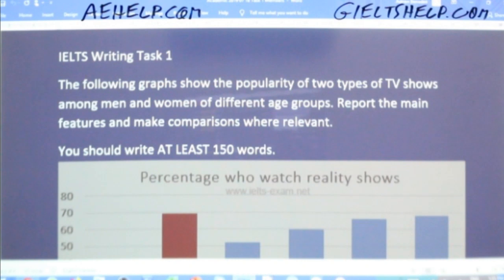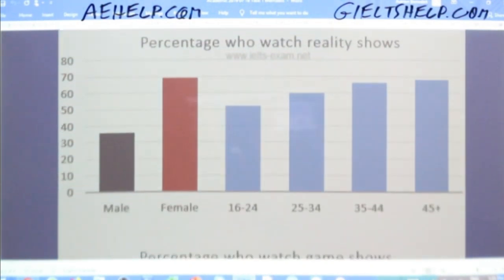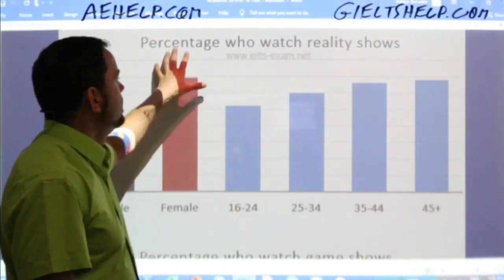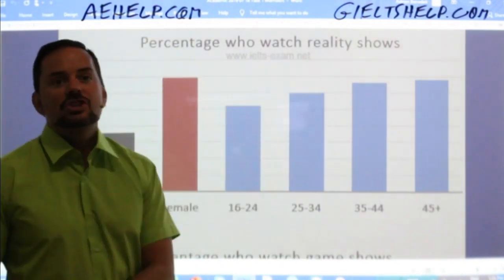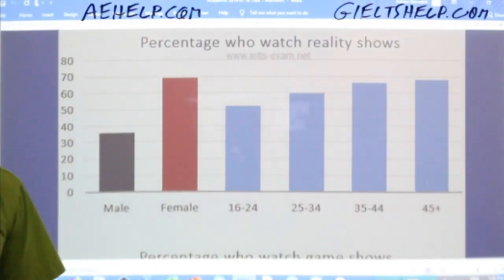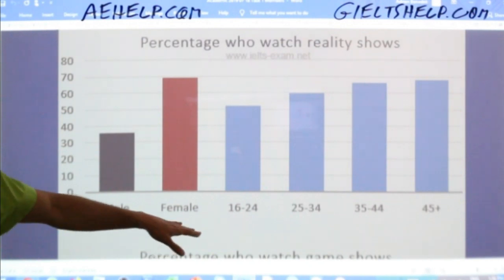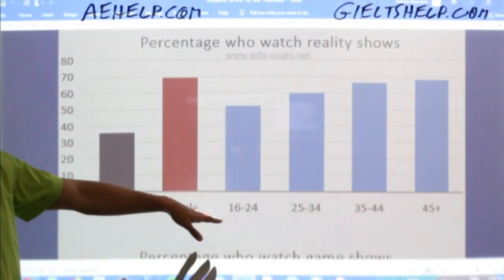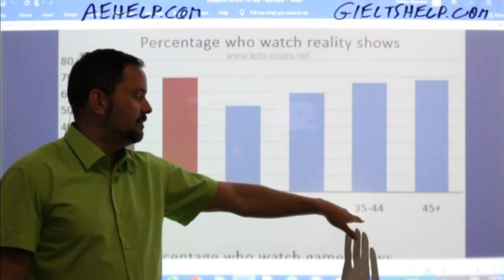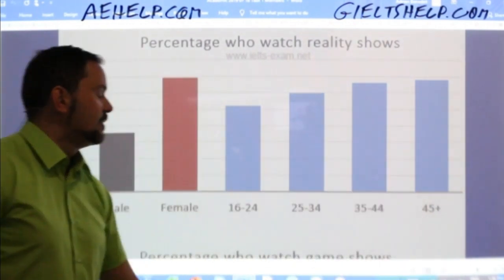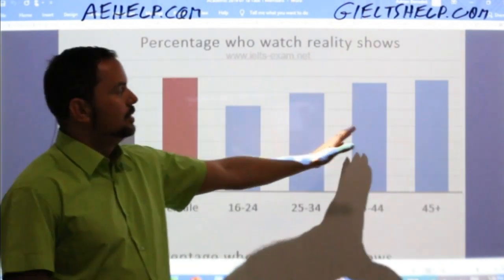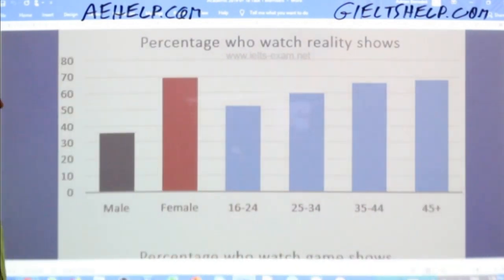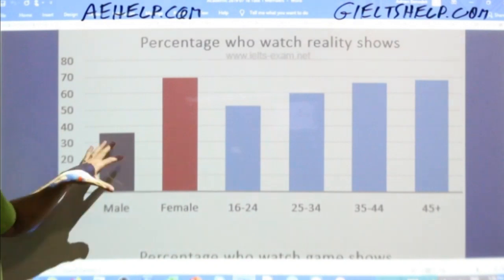So here we go, students. Hopefully this is fairly clear for you. We're borrowing this question from IELTSexam.net. Percentage of people who watch reality TV shows. And here you have males and females, and then here you have age groups. So you have 16 to 24, 25 to 34, 35 to 44, and over 45. Now notice these are all blue bar graphs, meaning that they are the age groups. And then here the red bar is female and the black bar is male.